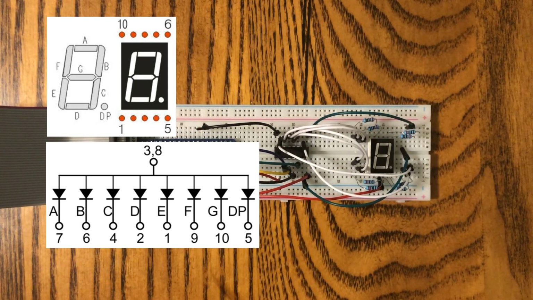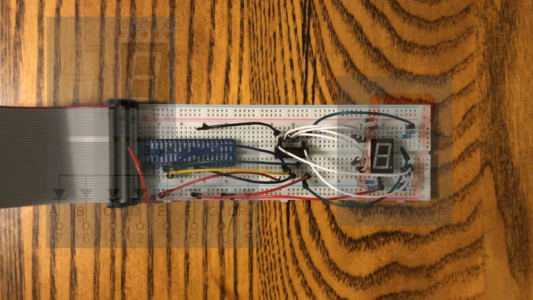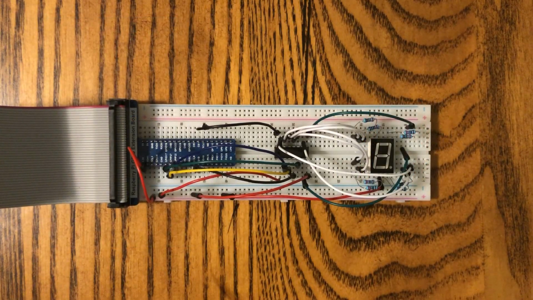Basically, with this configuration, we're going to tell it which segments we want off rather than which segments we want on. This lets us use fewer bits of data to control it. So if we wanted to display a 0, we would just have to tell it to turn off segment G, and that turns off the line across the middle and it displays a 0. All of the other segments are turned on. Let's head over to the computer, we'll take a look at the code, and I'll show you how it works.